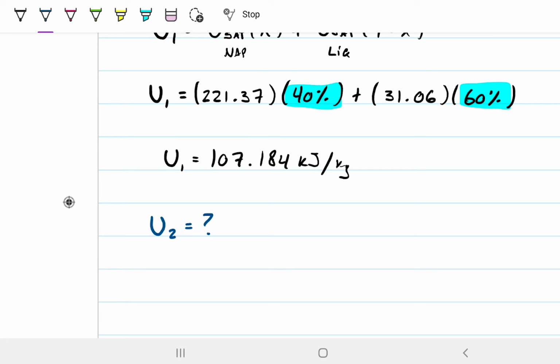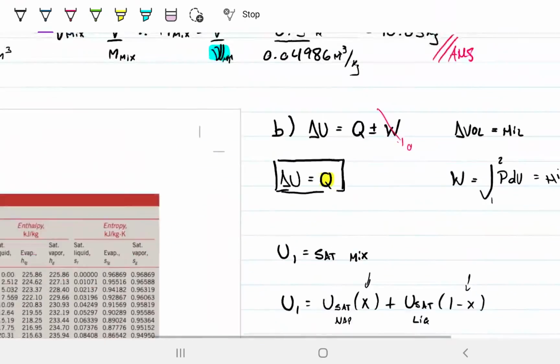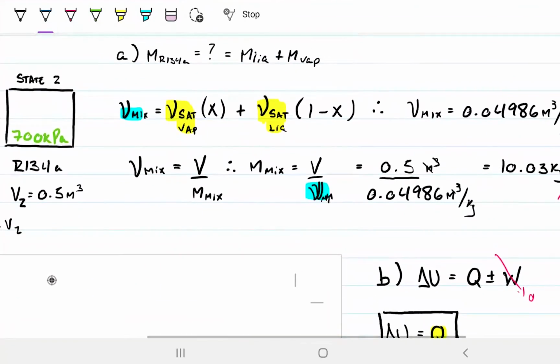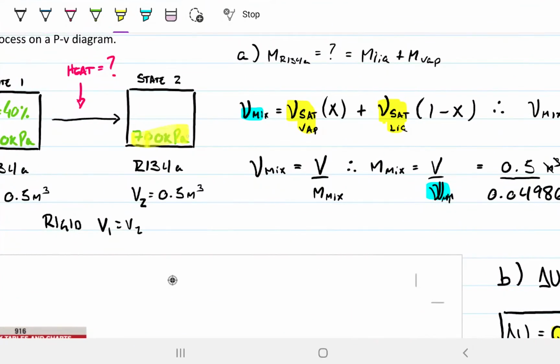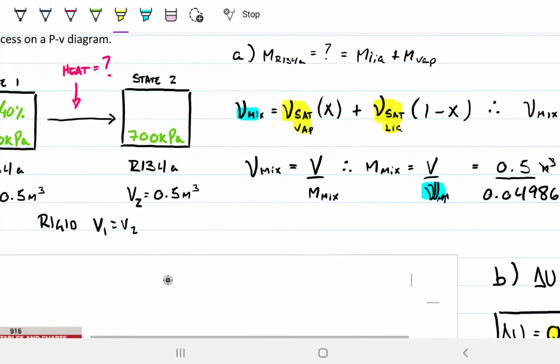Okay, what about U2? Well, we don't know much about the second state other than the fact that the pressure is 700 kilopascals and the volume is 0.5. But because now we know the mass, that means that if no mass left here, right?